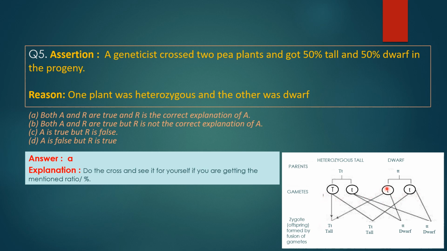So when we have the fusion, or the zygote formation, this capital T fuses with small t to give capital T small t, that's a heterozygous tall. This capital T fuses with this small t and we get again tall. Then this small t and this small t gives dwarf, and this small t and this small t gives dwarf. So we can see there is actually a possibility of getting 50% tall plants and 50% dwarf plants. Which means that both A and R are true, and R is the correct explanation of A. Hence the answer would be A.